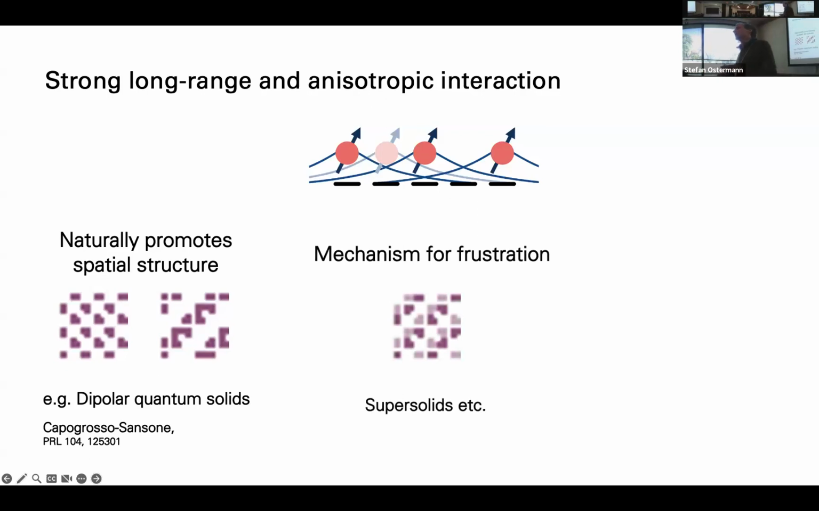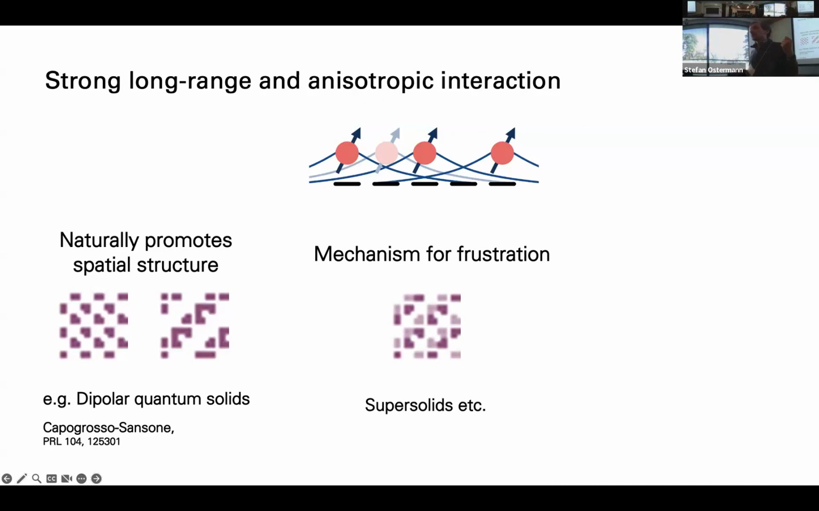But then it can also lead to frustration, right? For example, if the system can't quite decide if it should arrange one way or the other, then that gives you a new playground for new quantum states that create coherent superposition between the different possibilities locally.